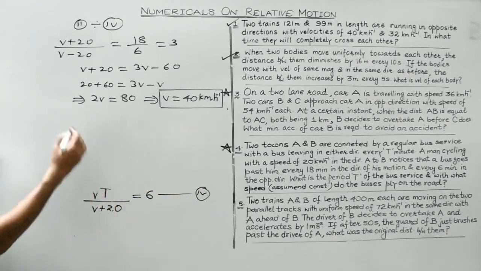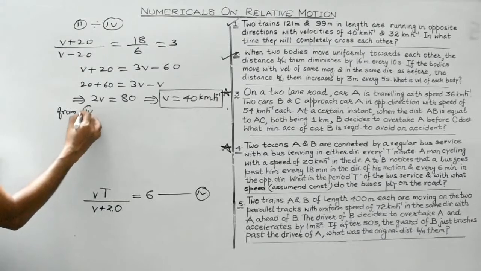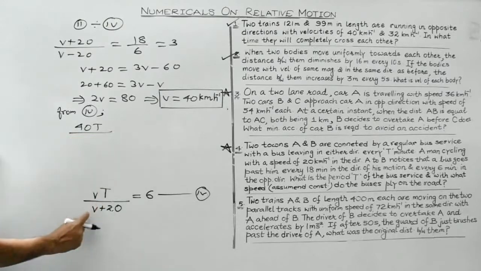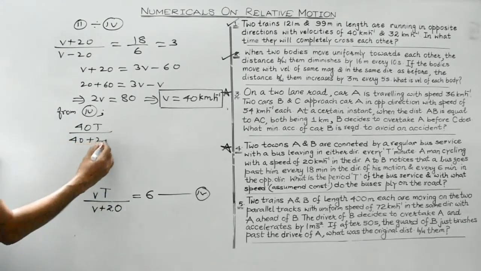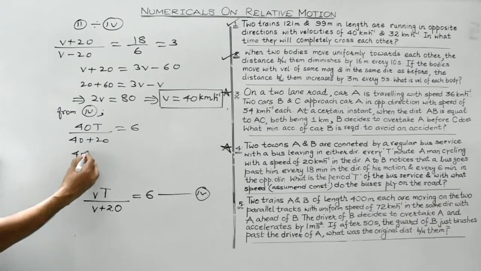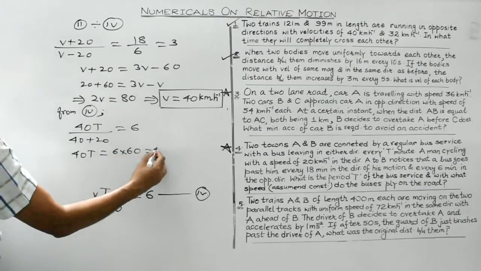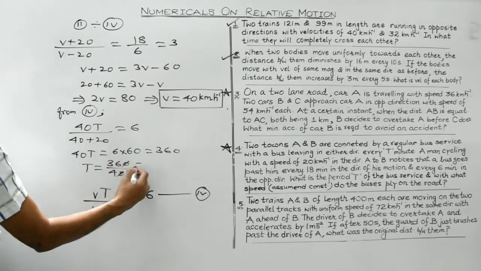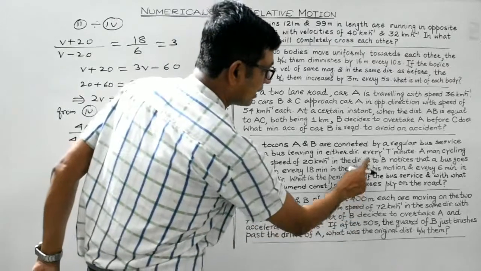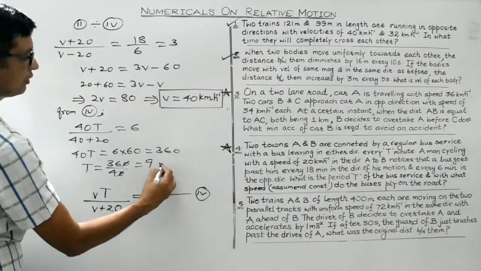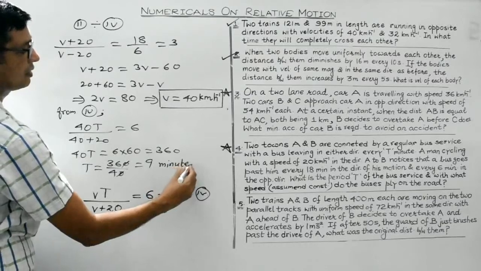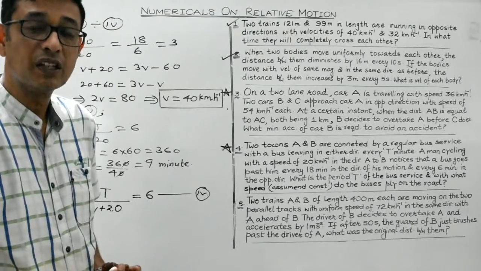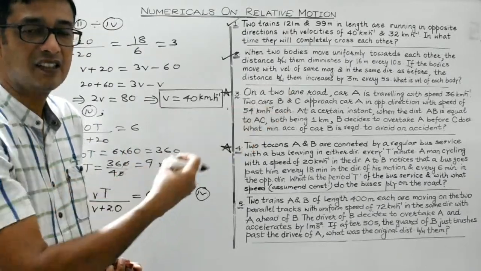From the fourth equation, V is 40. So 40T divided by 40 plus 20 is equal to 6. So 40T is equal to 6 into 60, that is 360. So capital T would be equal to 360 divided by 40, which is equal to 9. And remember, students, capital T is in minutes. So T is equal to 9 minutes. So after every 9 minutes, a bus leaves city A and city B.